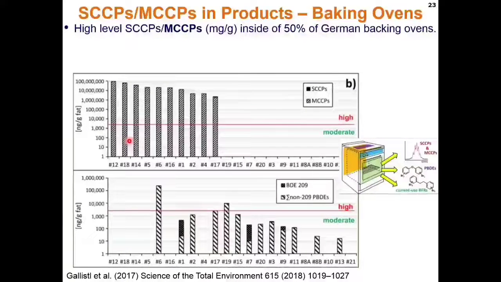to human exposure. This is a study from Germany where a friend of mine analyzed 20 baking ovens, where you make cakes and other things.